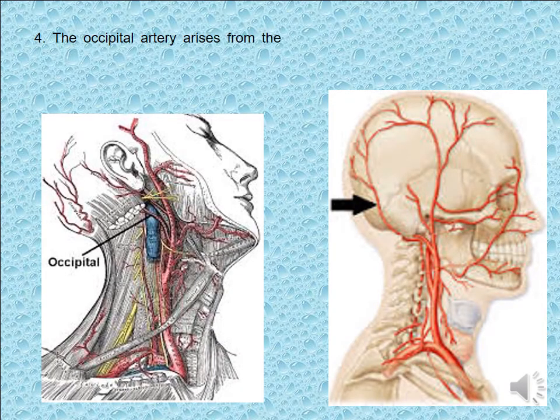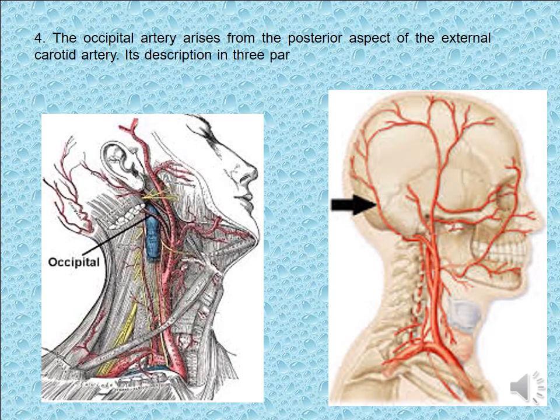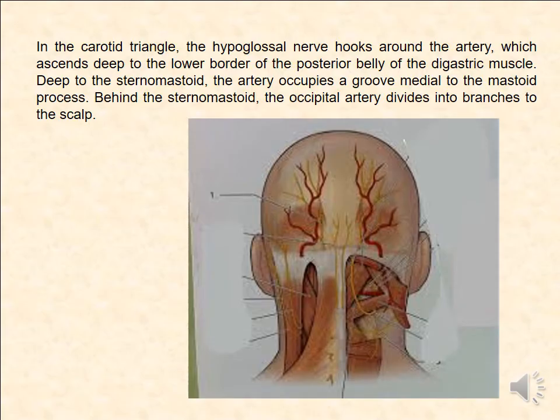The fourth artery, from the posterior surface of the external carotid artery, is the occipital artery. It arises from the posterior aspect of the external carotid artery. Its description in three parts is based on its relation to the sternocleidomastoid muscle. In the carotid triangle, the hypoglossal nerve hooks around the artery, which ascends deep to the lower border of the posterior belly of the digastric muscle, deep to the sternocleidomastoid muscle. The artery occupies a groove medial to the mastoid process. Beyond the sternomastoid, the occipital artery divides into branches of the scalp.